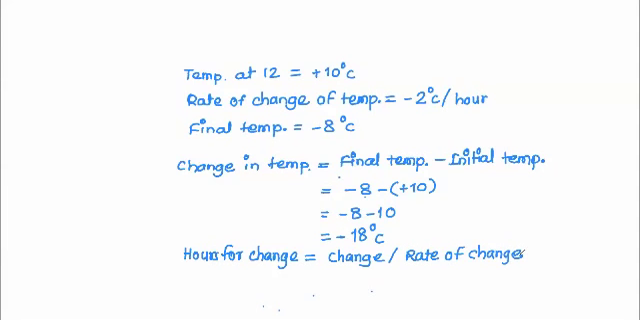Change divided by rate of change. So what is change? Change is minus 18 degrees centigrade. Minus 18 divided by rate. Rate is minus 2. Minus 18 divided by minus 2. What do we do? We divide the weights. 18 divided by 2 is 9. Now for sign, we see both the numbers have same sign, same results into plus. So plus 9 hours. Which means in 9 hours, this change has happened.